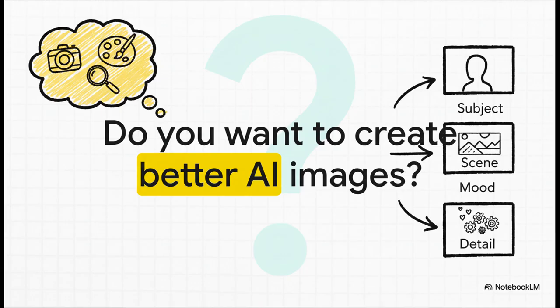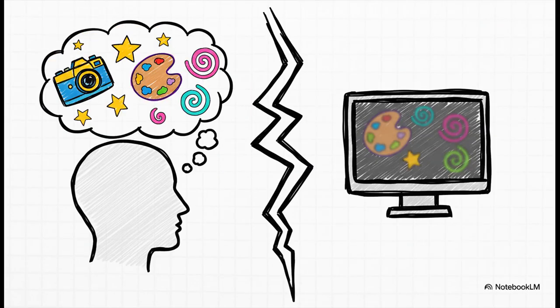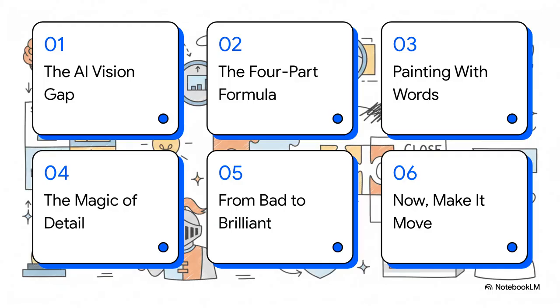You know exactly what you want, but getting the machine to see it too? Yeah, that's the real challenge. We're going to call this the AI vision gap. It's that super frustrating space between your brilliant concept and the not-so-brilliant image that pops up on the screen. And hey, if you felt that, you are definitely not alone. It's a huge hurdle for so many creators. But here's the good news. We have a clear roadmap to close that gap for good.